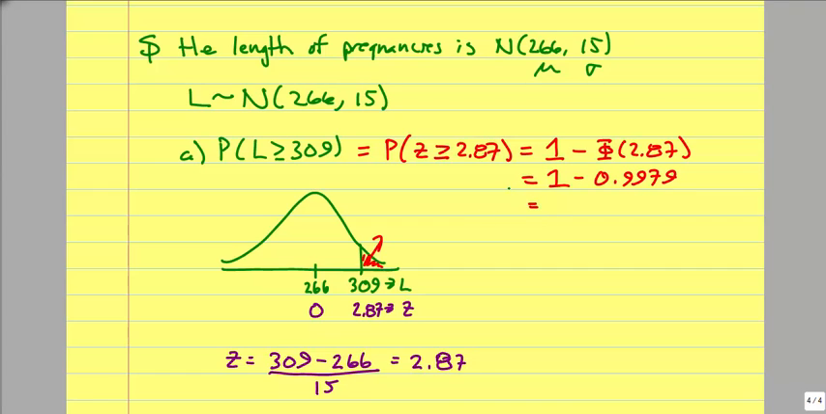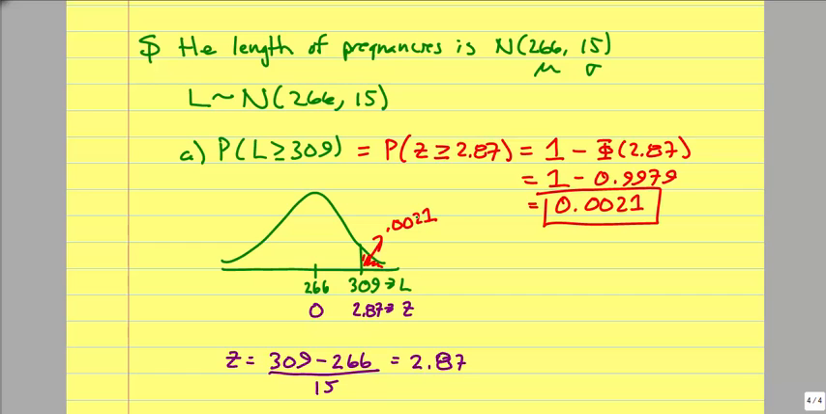Okay, that is a very big number. So if I take 1 minus the 0.9979, I get 0.0021. That is a very small area. 0.0021. So if you had a pregnancy that was lasting 309 days or longer, less than 0.2% of the population has a pregnancy that lasts that long. So that would be a very unusual case.